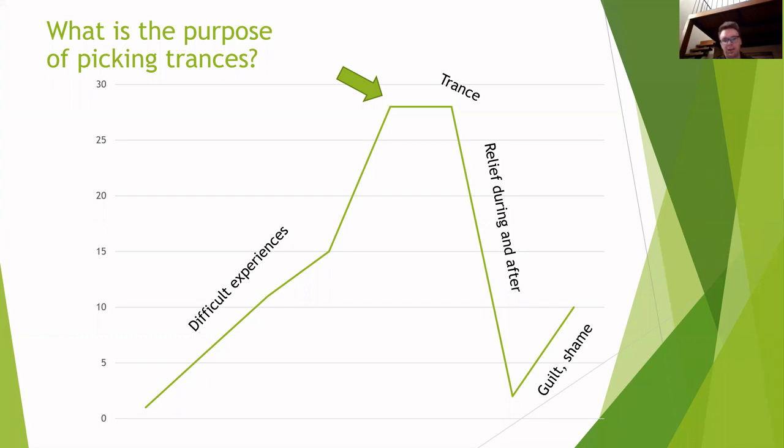So when we analyze the trances, we will talk about the first part of the curve, how difficult emotions accumulate and what happens when we don't process them. But even more, I will pay attention to this part of relief, because this is the part that actually works. This is the function of the trance. So this is incredibly important to address.